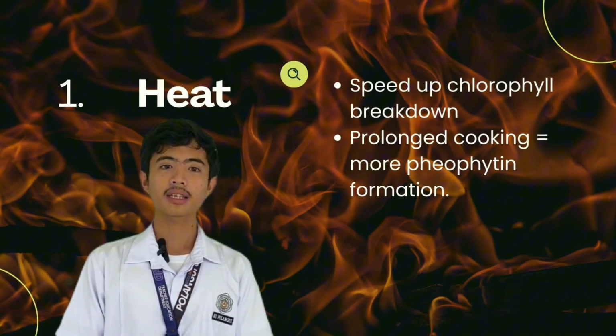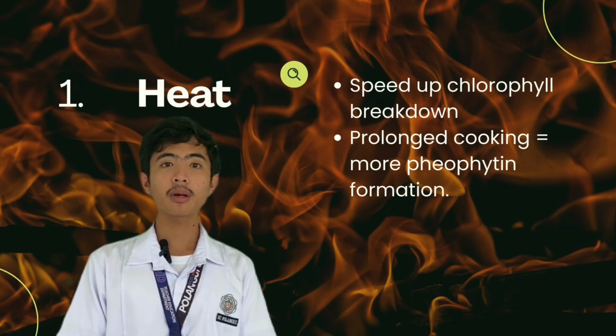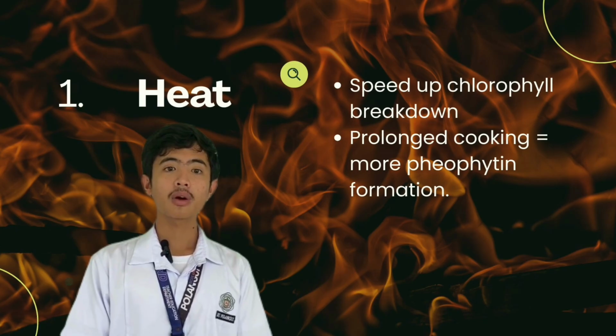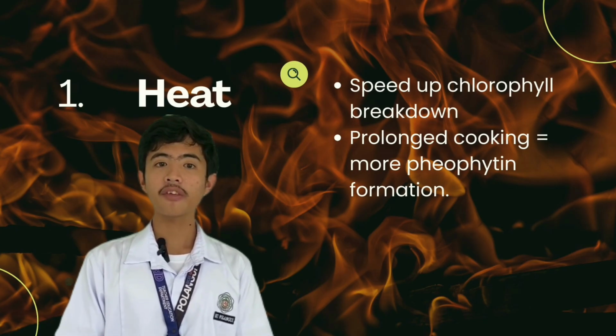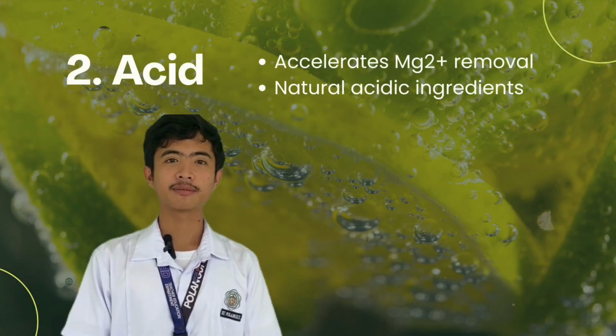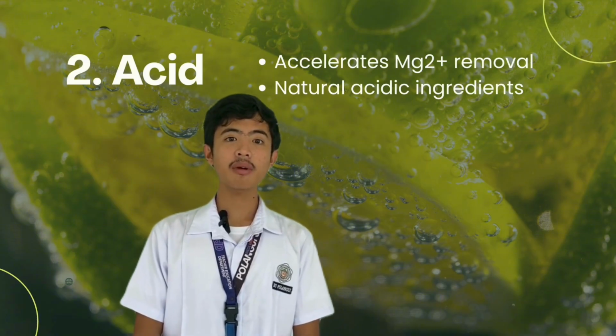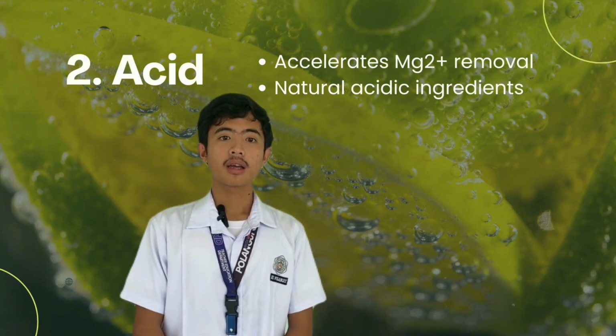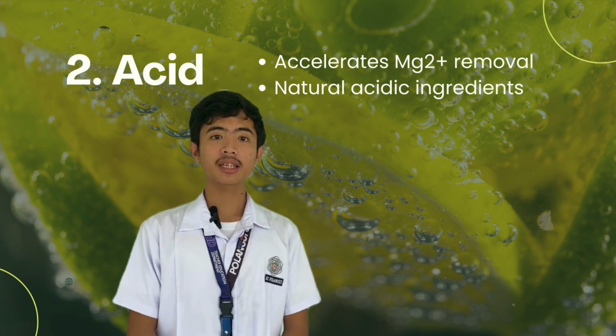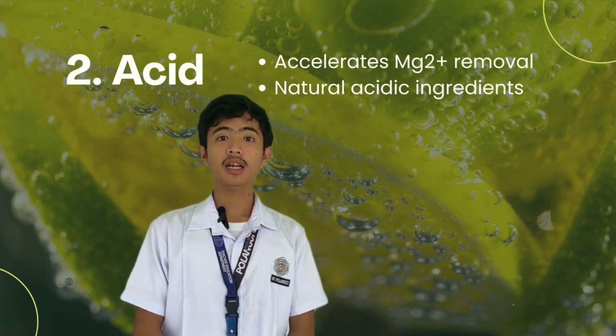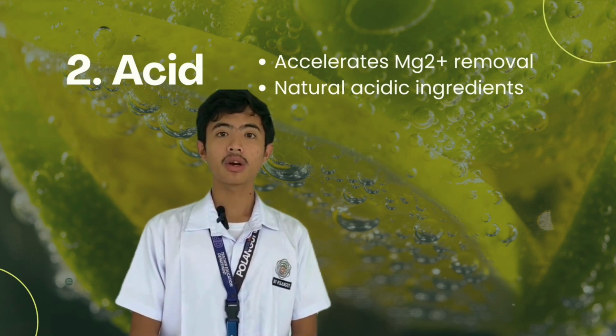First is heat. Heat speeds up chlorophyll breakdown. Prolonged cooking equals more pheophytin formation. Next is acid. Acid accelerates magnesium ion removal. Naturally acidic ingredients like tomato, vinegar, and lemon worsen color loss.